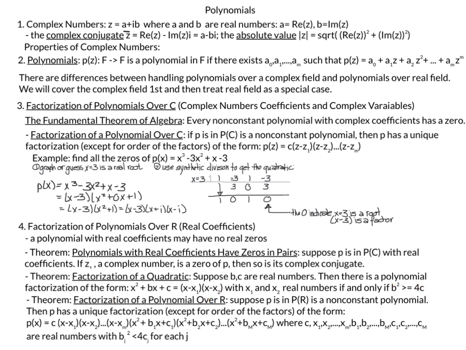We have this next theorem, factorization of a polynomial over R. Suppose P is a non-constant polynomial over the real numbers. Then P has a unique factorization, except for the order of the factors, of the form c times (x minus x1), (x minus x2), up to (x minus xm). These are the real roots. Times (x squared plus b1 x plus c1), (x squared plus b2 x plus c2), up to (x squared plus bm x plus cm). And these quadratics are where b squared is less than 4c.